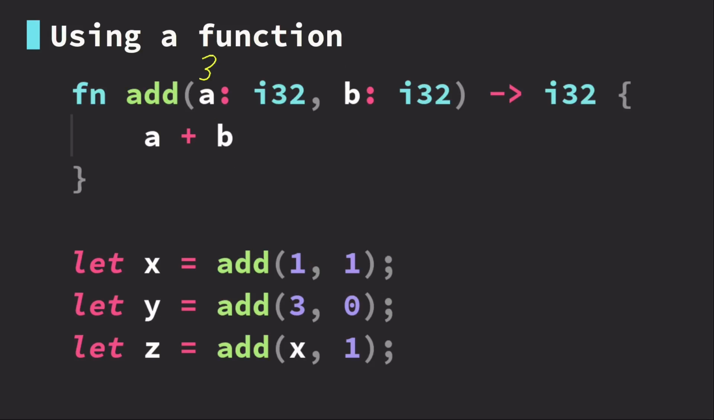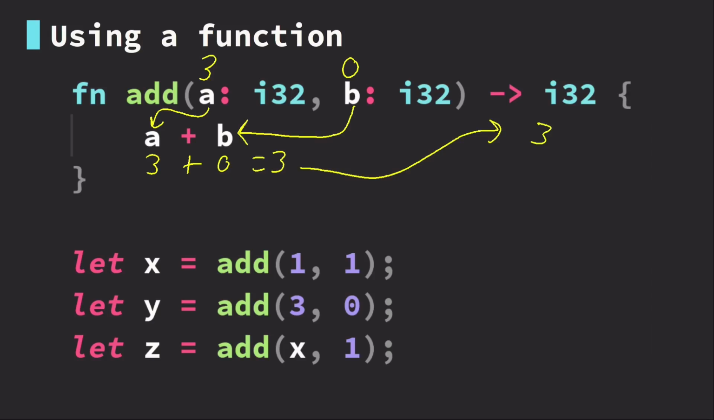Once execution enters this function, we have our 3 and our 0 there. So the a will come down to the a variable, the b will come down to the b variable, then we'll get 3 plus 0 is equal to 3. There's nothing left in the function, so this will return as a 3. That will then replace this portion here. So now this will be equal to 3, and then it will be assigned to the variable y, so y will be equal to 3.